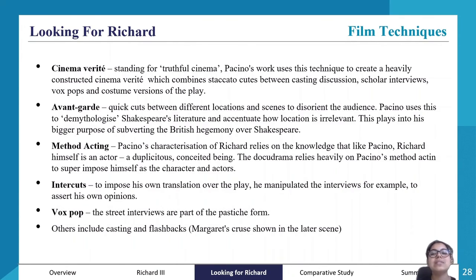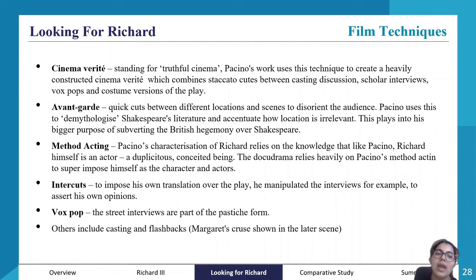So he uses this to demythologize the Shakespearean literature, to show that it's all happening in one place, or to show that location is relevant. That's what he's doing. He's saying that the location is not relevant. It's the ideas, right? It's the ideas. What's actually happening that's relevant.